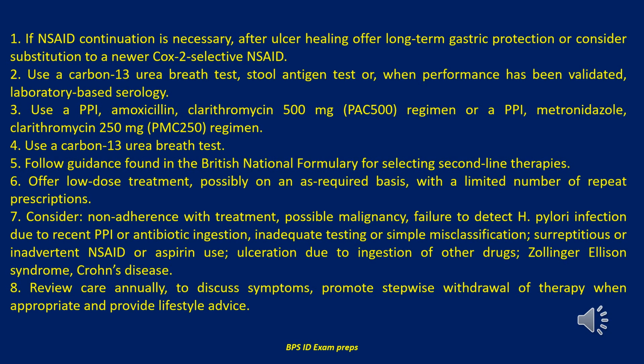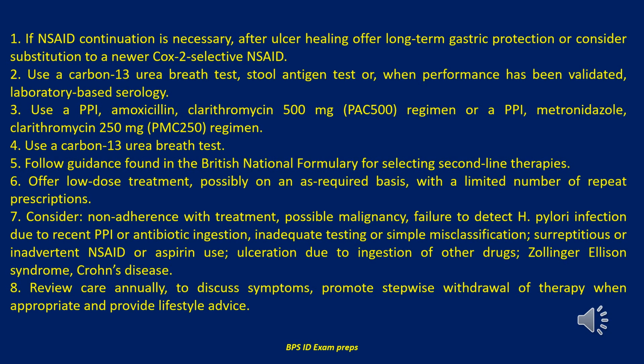3. Use a PPI, amoxicillin, clarithromycin 500 mg, also known as PAC 500, regimen or a PPI, metronidazole, clarithromycin 250 mg, also called PMC 250, regimen. 4. Use a carbon-13 urea breath test. 5. Follow guidance found in the British National Formulary for selecting second-line therapies. 6. Offer low-dose treatment, possibly on an as-required basis, with a limited number of repeat prescriptions.